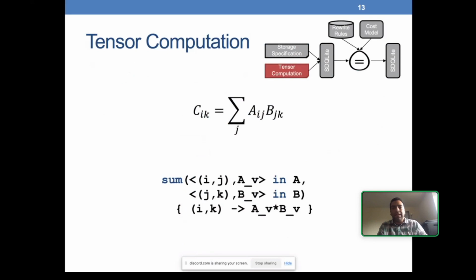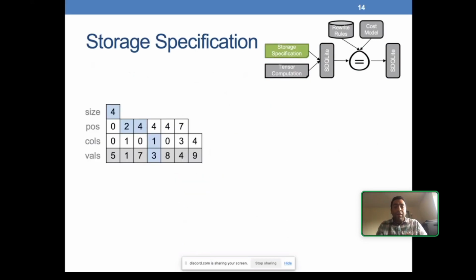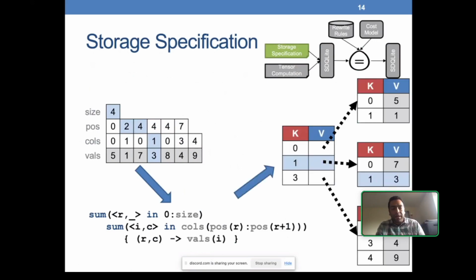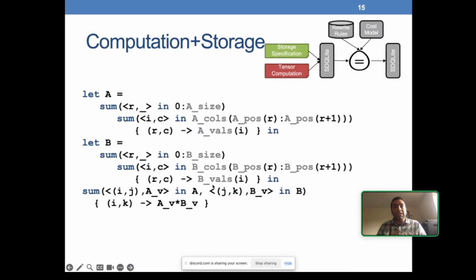This is an example of expressing matrix multiplication in this language. However, this language is also expressive enough to capture the storage specification. For example, here you can see the CSR representation, and in this language we have captured how to construct the logical semi-ring representation from the CSR representation. Whenever we compose these two, it's semantically correct.